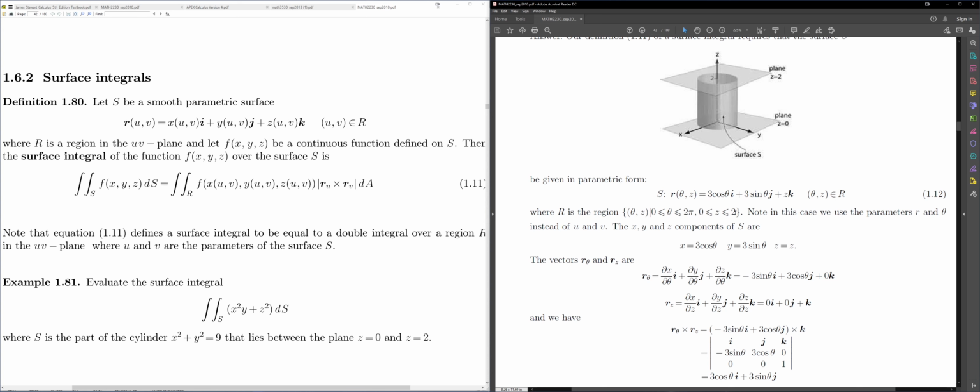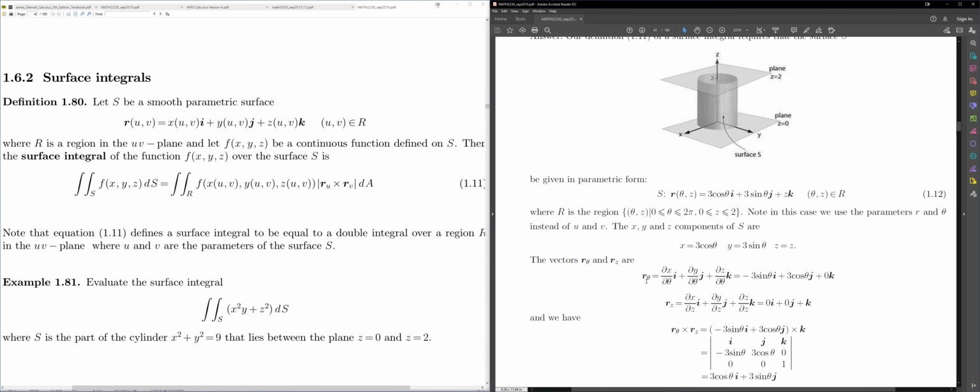And then you'd also need r_z, because you want to form this cross product, r_theta cross r_z. For r_z, you differentiate the component functions again, but now with respect to z. So this will give me 0 here, 0 here, and I will get a 1 over here.